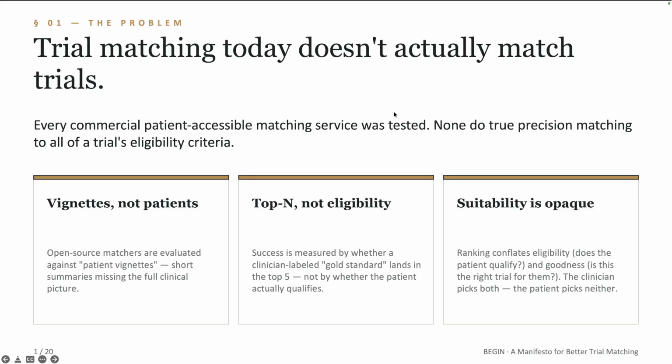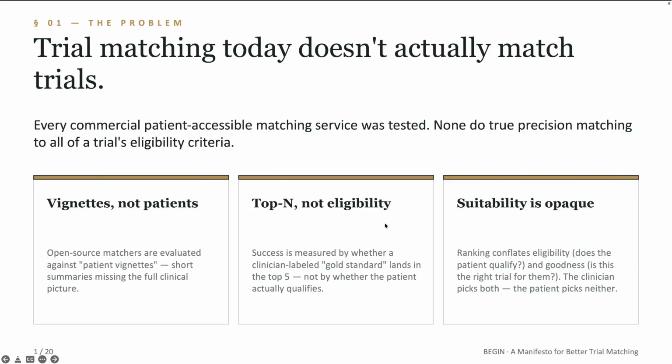It's my conflict slide. Trial matching today doesn't actually match trials. Commercial clinical trial matchers don't actually ask you enough questions to do trial matching. And then there are a raft of open source matchers that have emerged recently that try to use LLMs, but they just use patient vignettes, brief descriptions of the patient, to match. They just rank the trials. They don't determine if they're eligible, and if the doctor-labeled gold standard is in the top 5, they say it's a match. Of course, that doesn't determine eligibility.